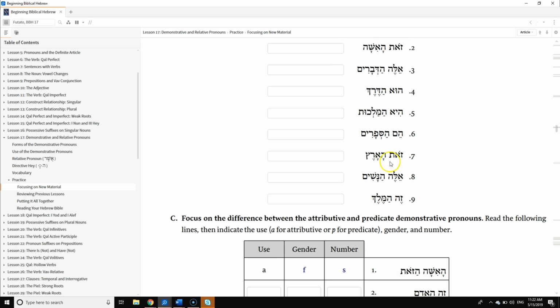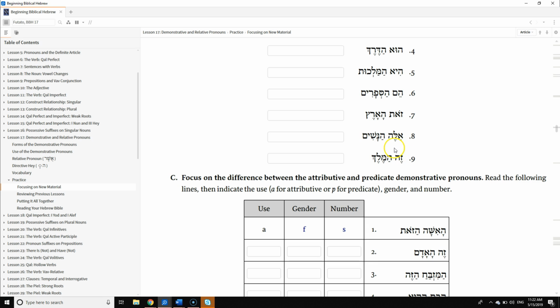Number 7, zot ha'aretz. Zot is our feminine singular near demonstrative. Eretz does not give us an ending that indicates feminine, but again, these segolates are often feminine without a qamets he or segol tav ending. And so for zot ha'aretz, we get this is the land.